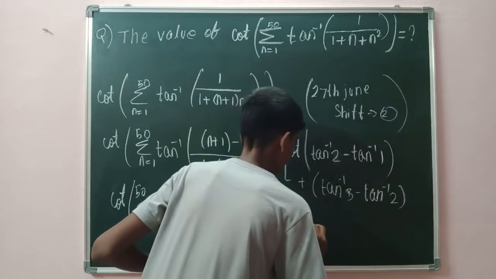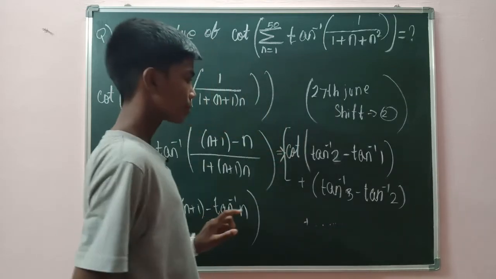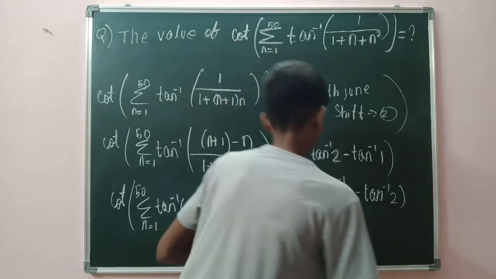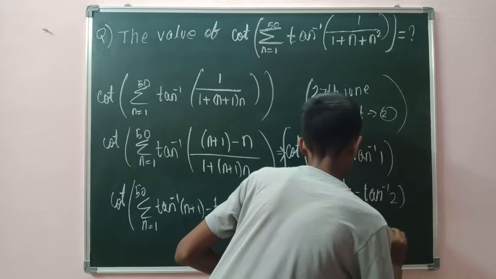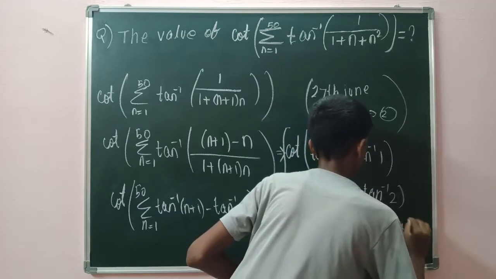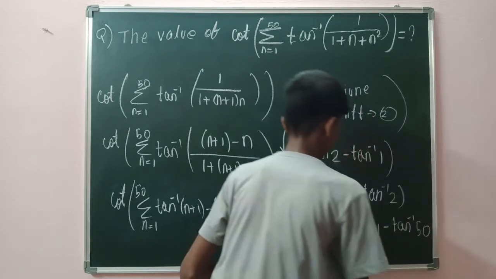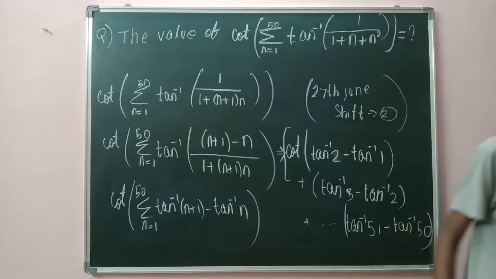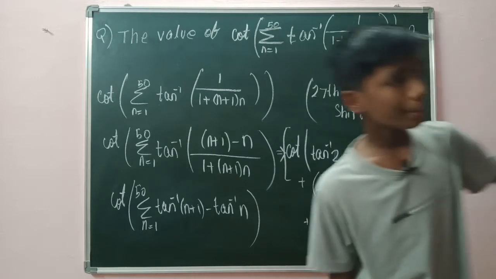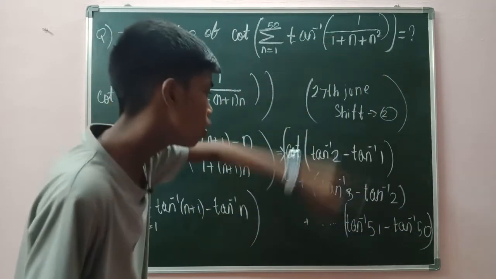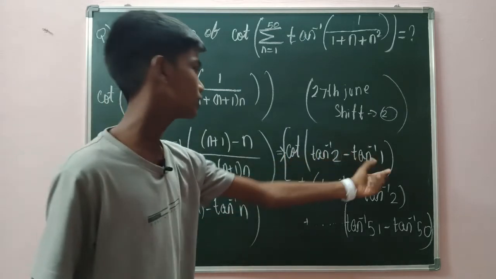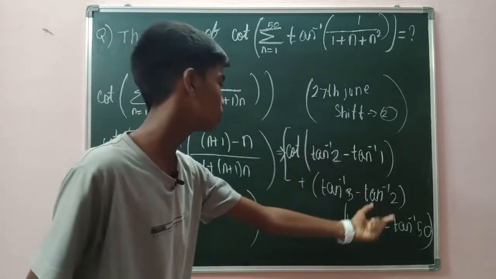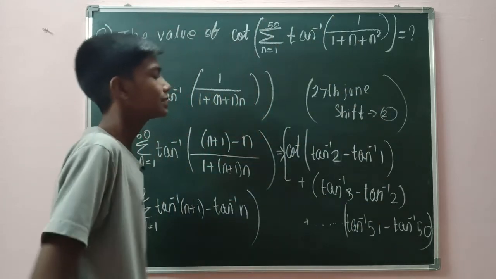Then same like that, it will be going on up to tan inverse of 51 minus tan inverse of 50. Correct, na? Until this the summation will go on. And please remember that cot is on the whole, because I am having cot here. So 1 in place of n, tan inverse of 2 minus tan inverse of 1, 2 in place of n, tan inverse of 3 minus tan inverse of 2, and all the way up to tan inverse of 51 minus tan inverse of 50.